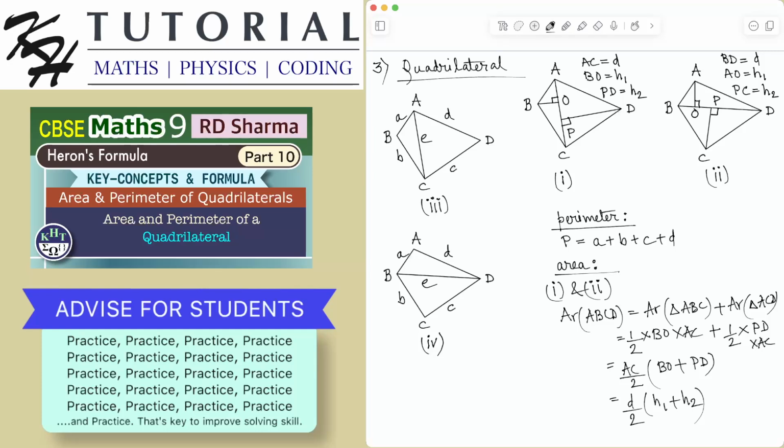We need not know individually the values of H1 and H2. Even if we know the value of the sum of the perpendiculars, that is H1 plus H2, we can find the area.